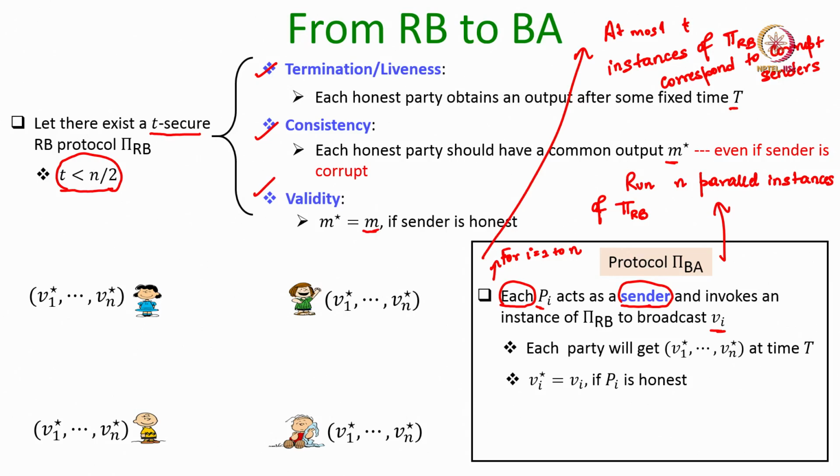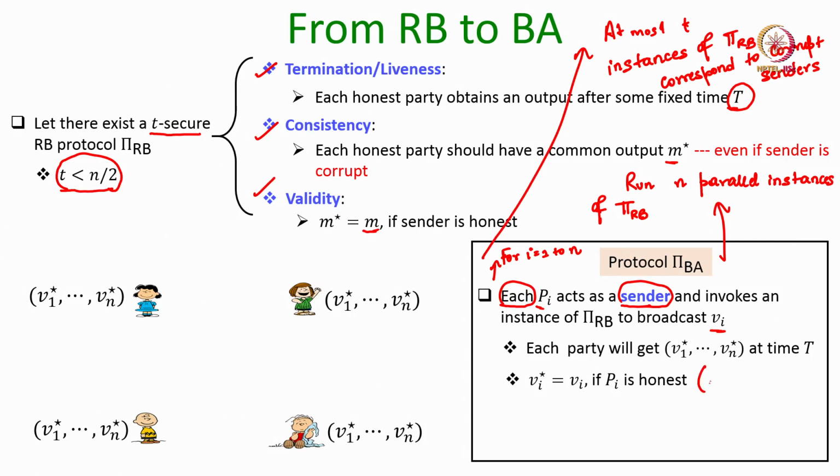Now, what is the liveness guarantee of pi RB? The liveness guarantee of pi RB is that after time big T, the instance will be over and each honest party will obtain an output. So, the first instance of pi RB will be over at time T, the second instance of pi RB will be over at time T, and like that the nth instance of pi RB will also be over at time T. It is not the case that all the n instances keep on running forever.